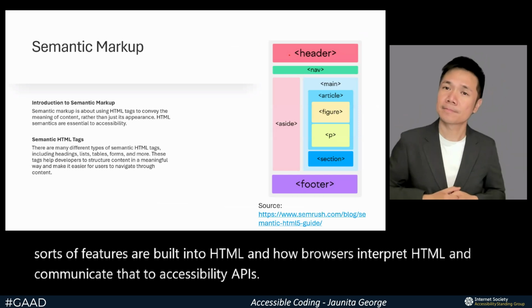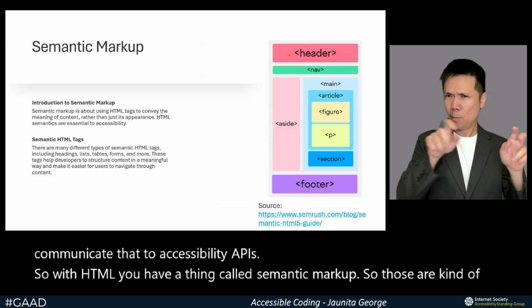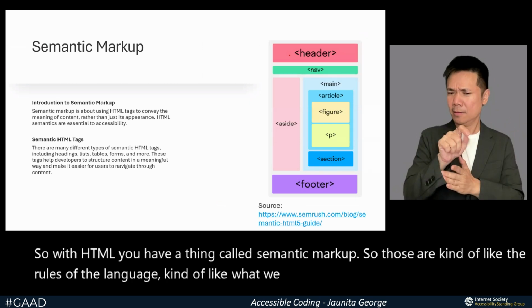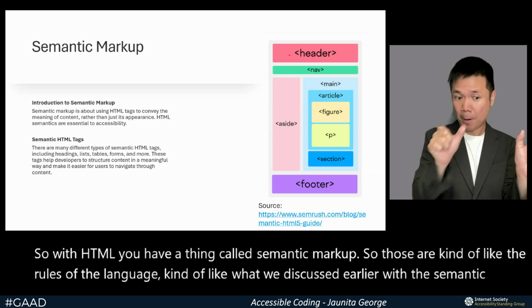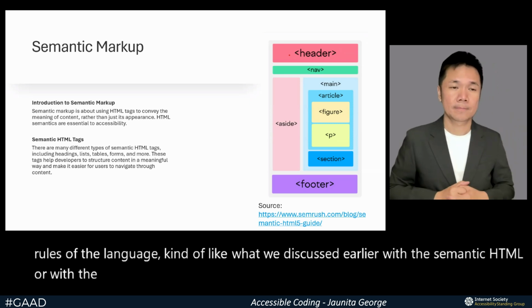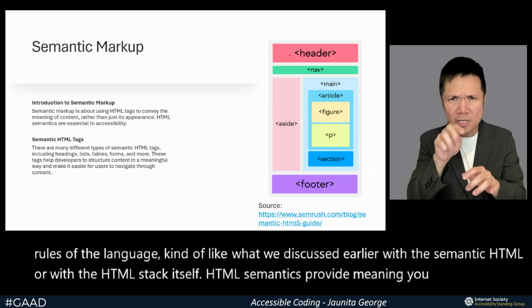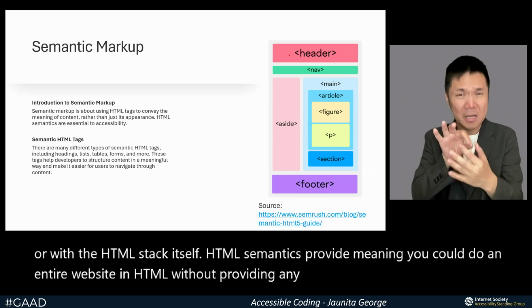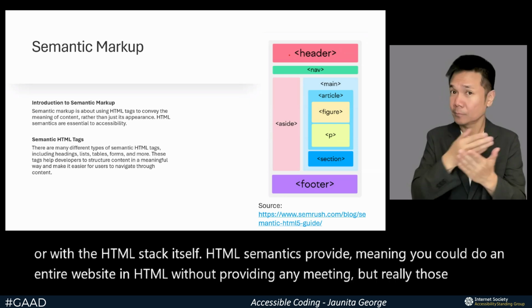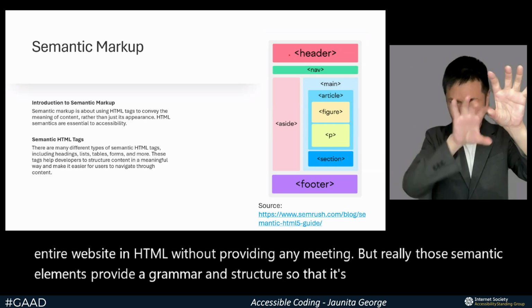So with HTML, you have a thing called semantic markup. Those are kind of like the rules of the language, kind of like what we discussed earlier with the semantic HTML or with the HTML stack itself. HTML semantics provide meaning. You could do an entire website in HTML without providing any meaning, but really those semantic elements provide a grammar and structure so that it's completely understandable to your users.